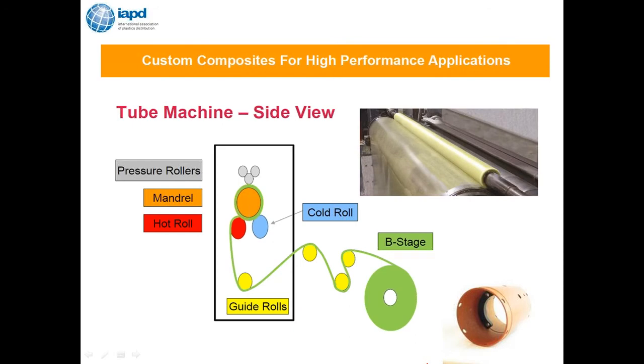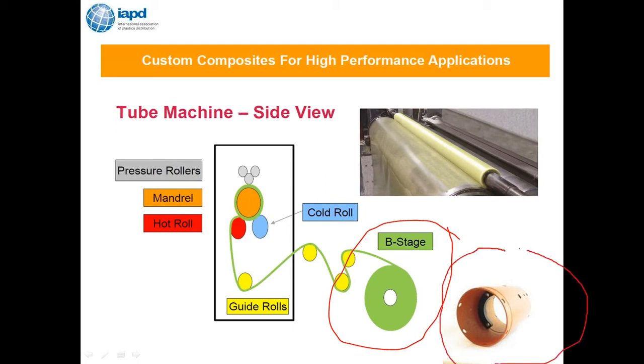Here's just another view of a rolling machine for tubing, where you've got the pre-preg, or we call that sometimes the B stage, goes through a series of rollers to take the tension out of it, and then gets wrapped around the mandrel, goes into the press, goes through the press process, and what you get at the bottom right corner there, that's a finished product of a machined part that's been made out of tubing.